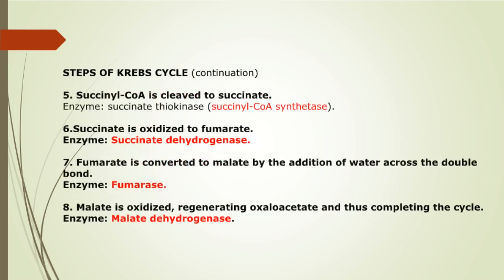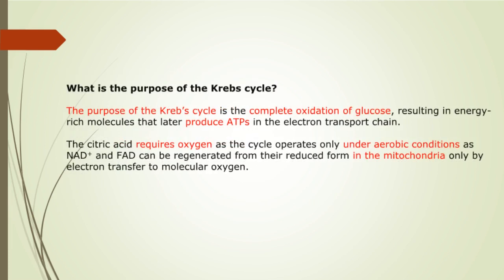Steps of Krebs cycle, continuation. 5. Succinyl-CoA is cleaved to succinate. Enzyme: succinate thiokinase, succinyl-CoA synthetase. 6. Succinate is oxidized to fumarate. Enzyme: succinate dehydrogenase. 7. Fumarate is converted to malate by the addition of water across the double bond. Enzyme: fumarase. 8. Malate is oxidized, regenerating oxaloacetate and thus completing the cycle. Enzyme: malate dehydrogenase.